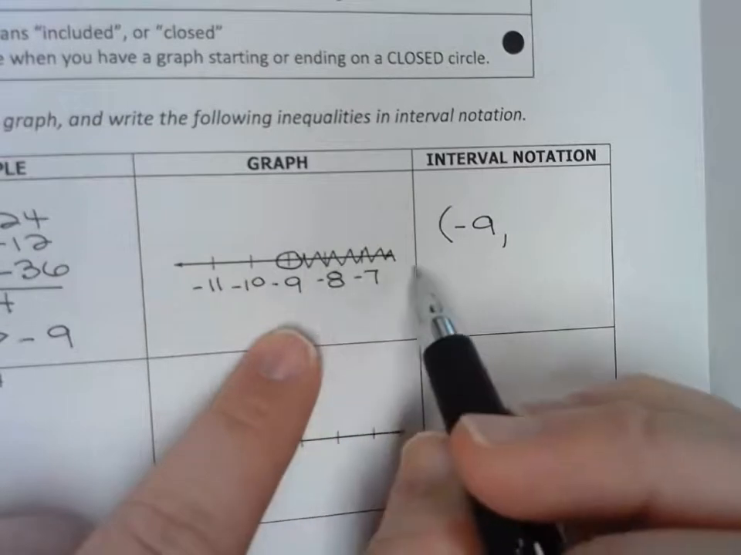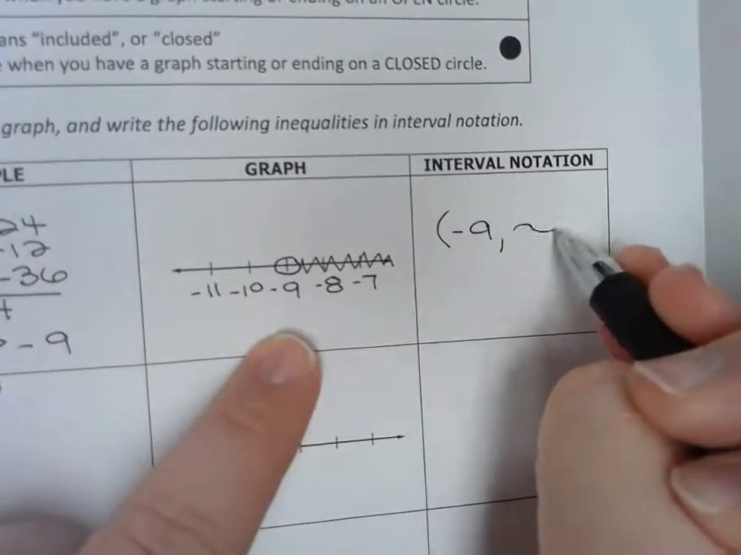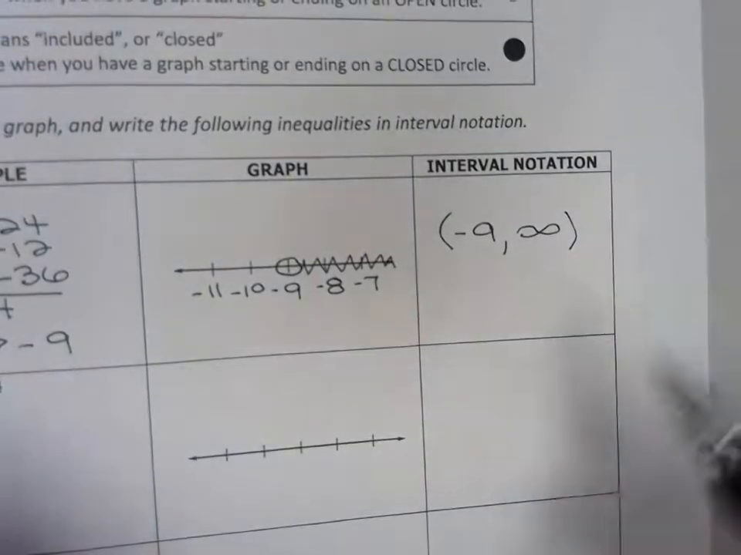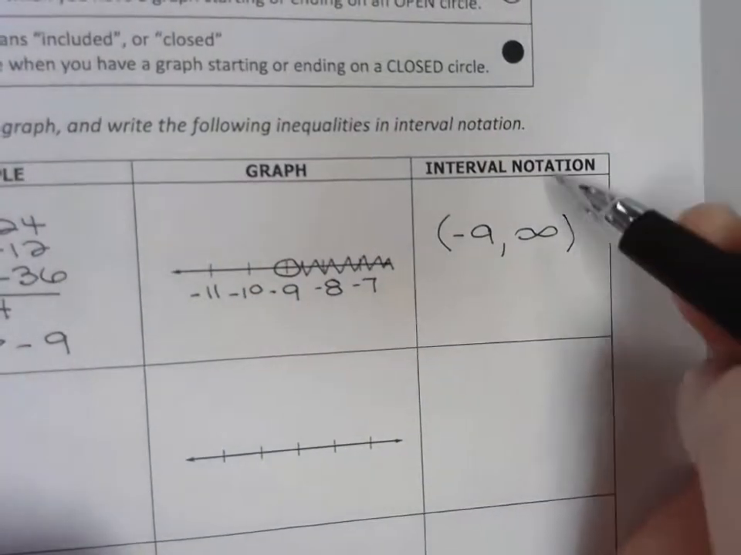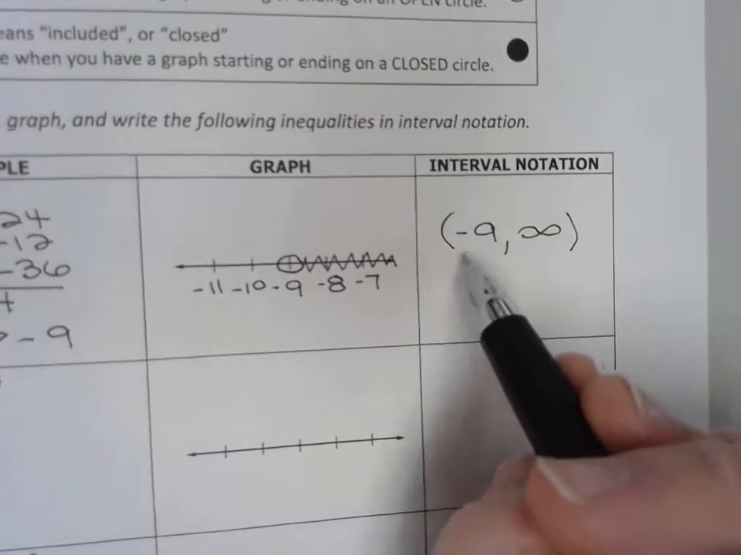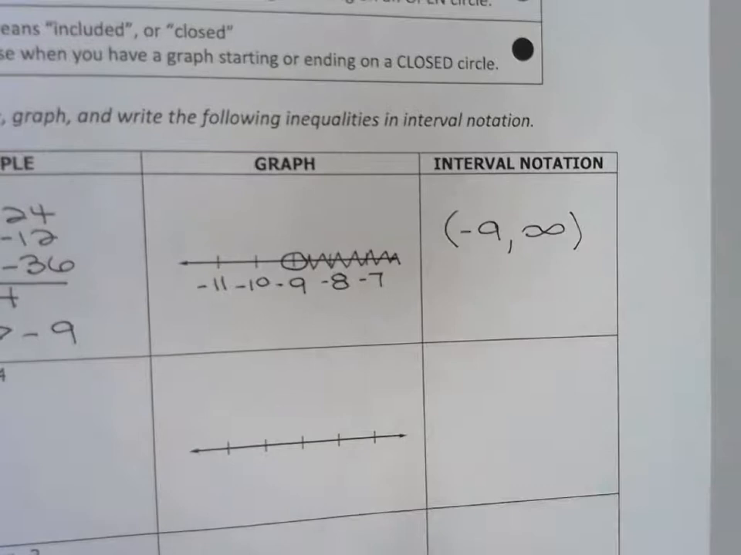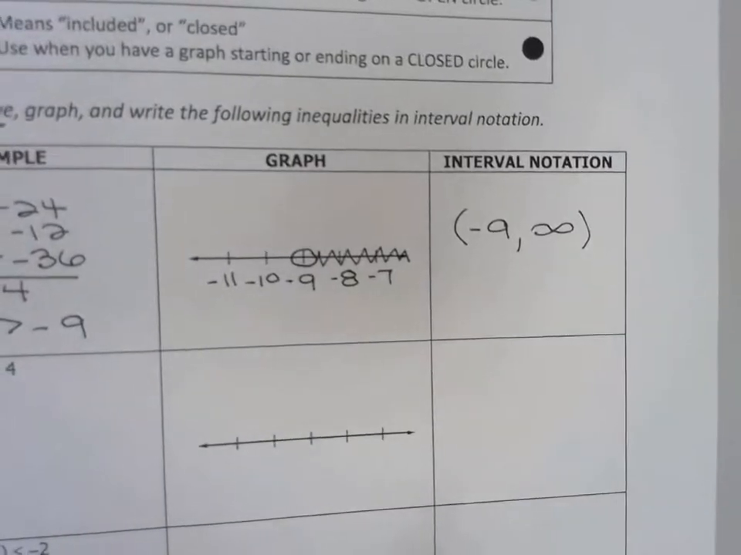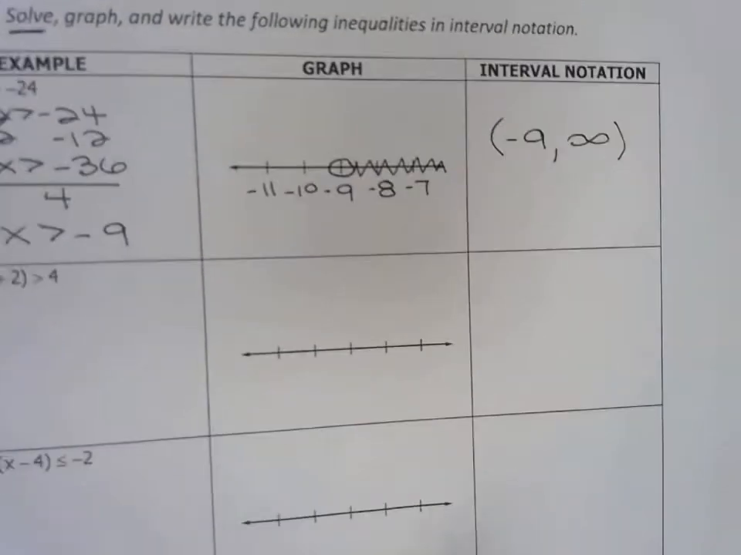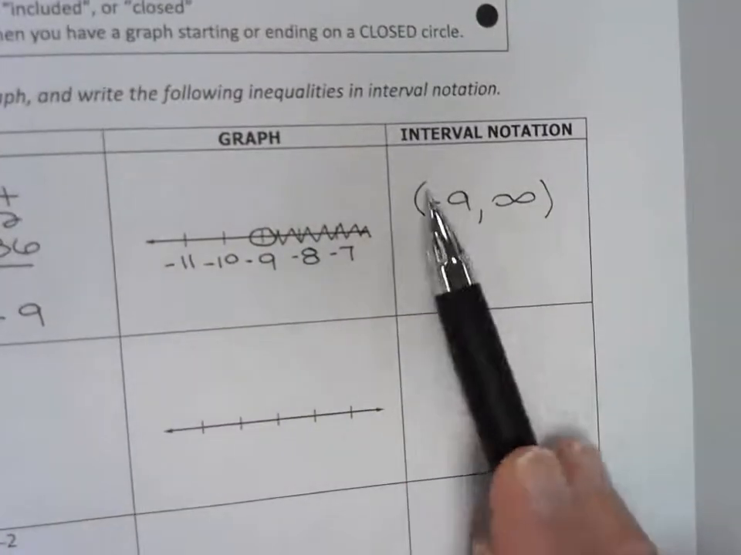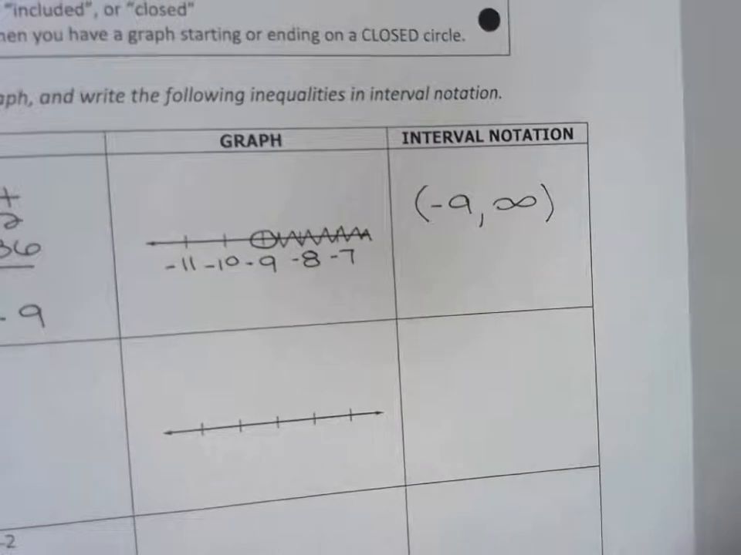And as I look to the right, it goes to infinity. So negative 9 to infinity. I always use the parenthesis with infinity because it's open, because I can't close in infinity. So interval notation for this one would be negative 9 to infinity. Remember, an interval is between two numbers. So this answer would be between negative 9 and infinity. That's what an interval means.